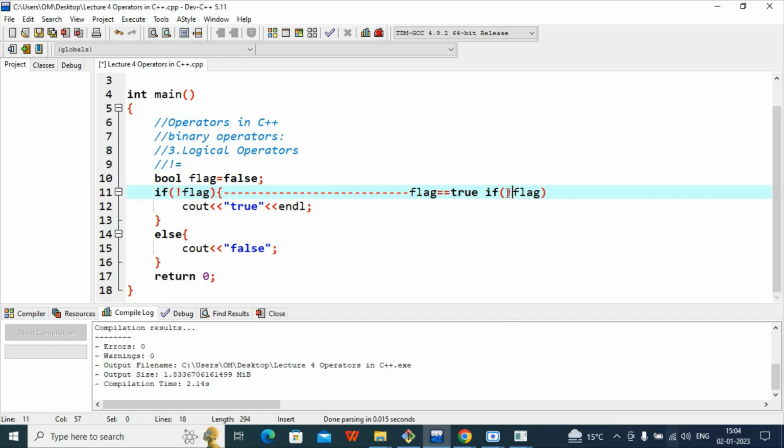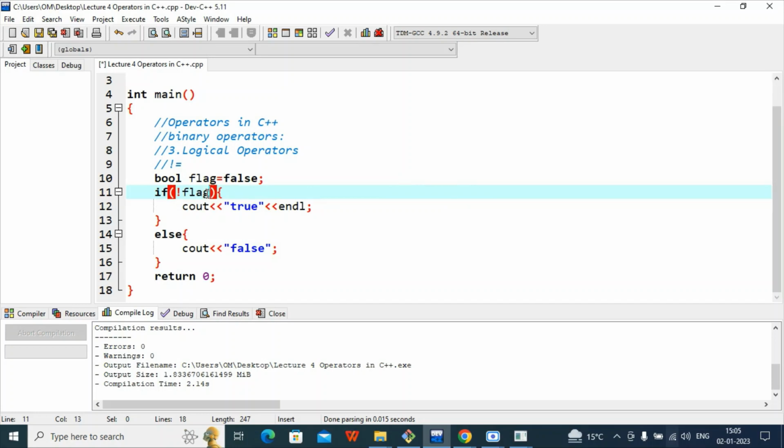And if you put an exclamation mark, you are checking for flag equal to false. This exclamation means not, so you are checking if not flag. It means flag is not anything, it is 0, it is false. So check it this way. Learn it, remember it, practice it. Otherwise, equal to false and equal to true are not wrong, but this is the shortest method. That's why I told you. You may use any of the following.